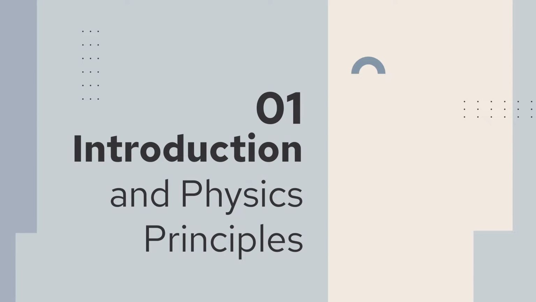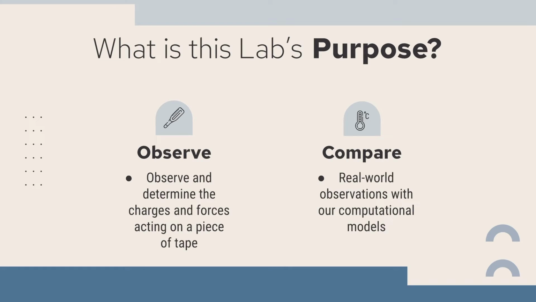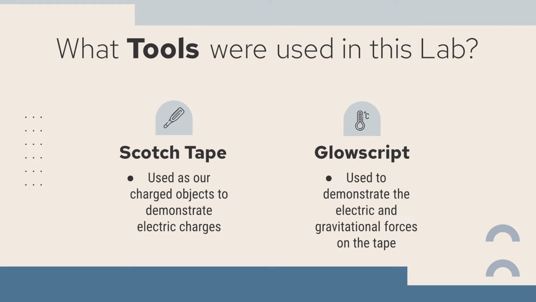So first we have our introduction and physics principles. What is this lab's purpose? Well, we wanted to observe and determine the charges and forces acting on a piece of tape, and then compare our observations from the first experiment with the computational model we made. The tools we used were scotch tape as our charged object and GlowScript to create our computational model.